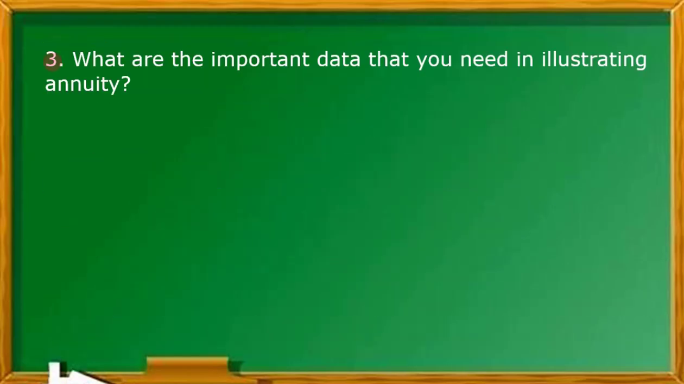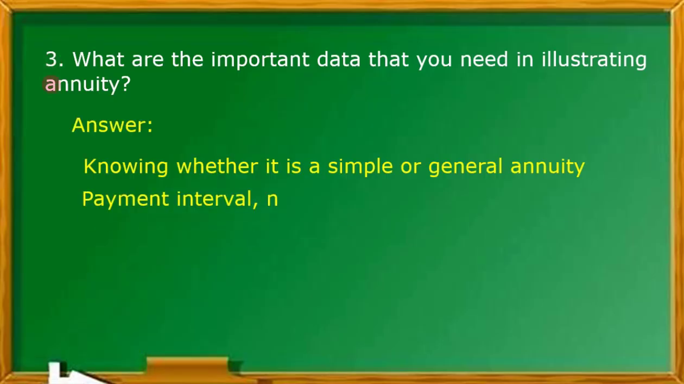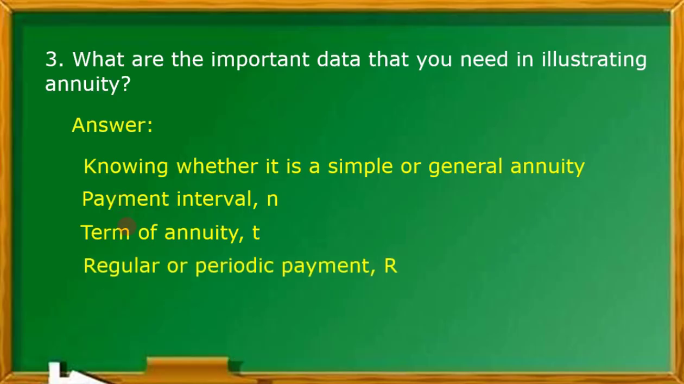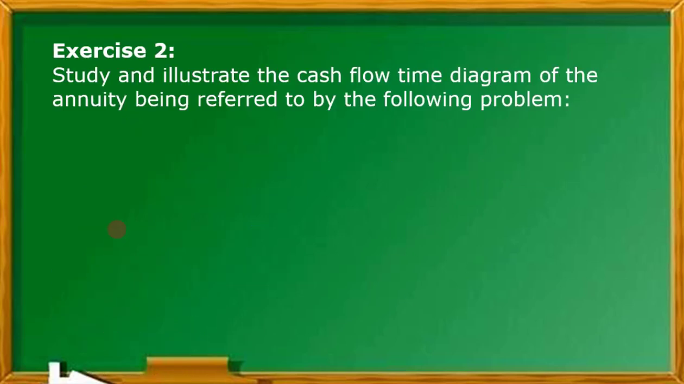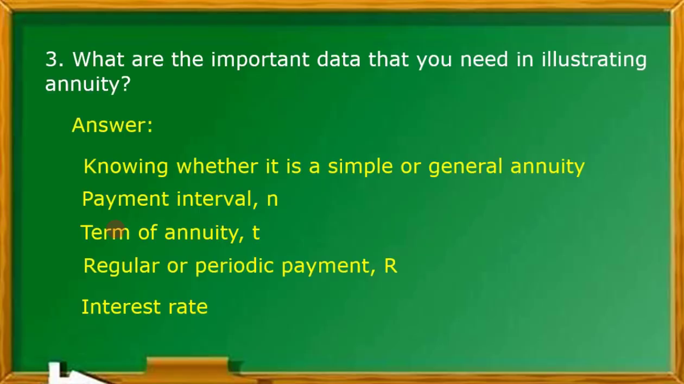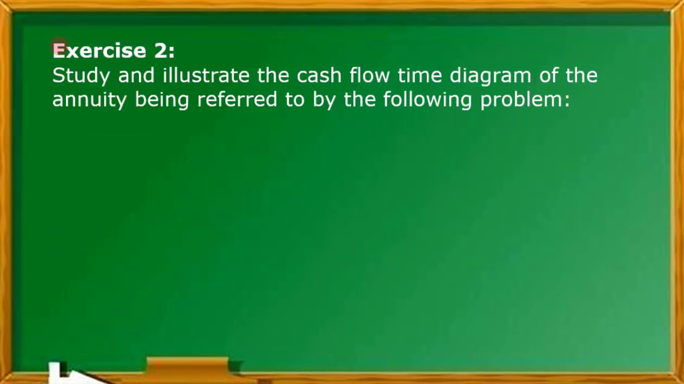Number 3, what are the important data that you need in illustrating annuity? Well, possible answers here, knowing whether it is a simple or general annuity, then payment interval N, term of annuity T, regular or periodic payment R, then interest rate. So those are the things that we need to consider in illustrating annuity.